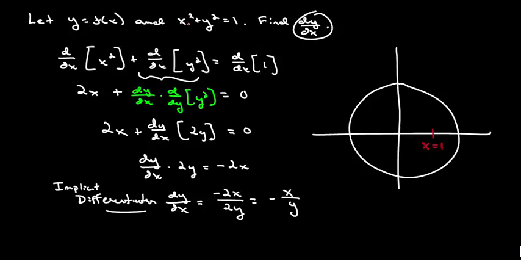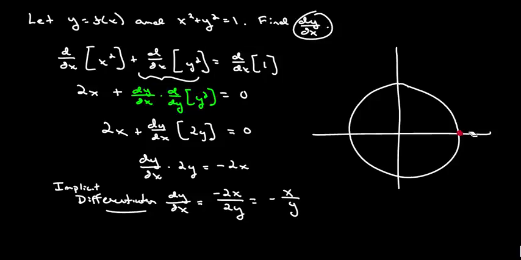well, when x is 1, oops, I should actually test that. This has a radius of 1, so when x is 1, the y value associated with that is 0. And so the slope here is negative 1 over 0, and that's not defined, which should be clear because your tangent line would be vertical.